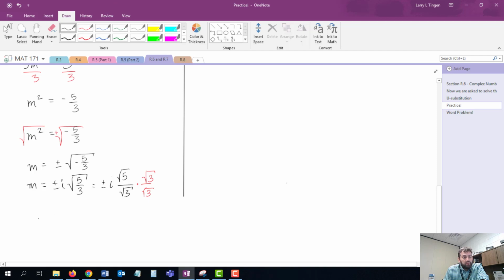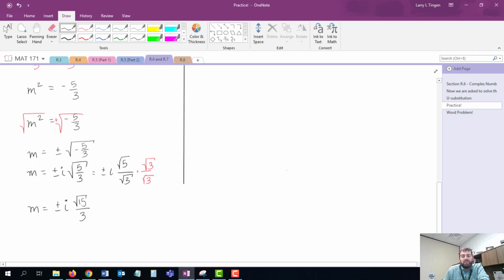And what do I have? I now find that m is the positive and negative i times square root of 5 times the square root of 3 is the square root of 15 over square root of 3 times square root of 3 is 3. This is the positive and negative. There's a lot going on in that answer.